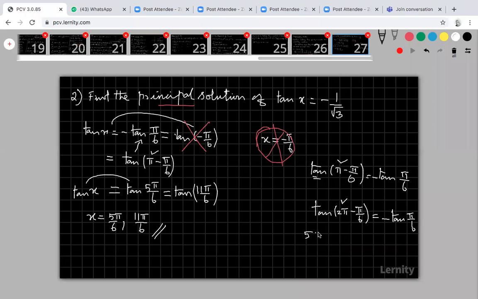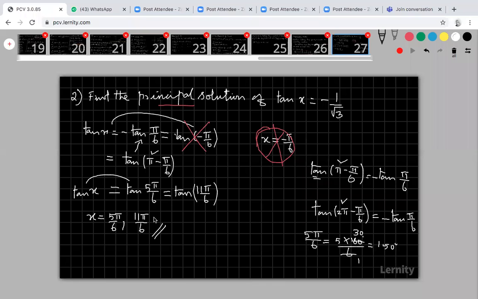Check that 5 pi by 6. What is my 5 pi by 6? 5 into 180, since pi is 180, by 6. You cancel by 6: here one time, here it is 30. 30 into 5, what is the answer? So 150 degrees.